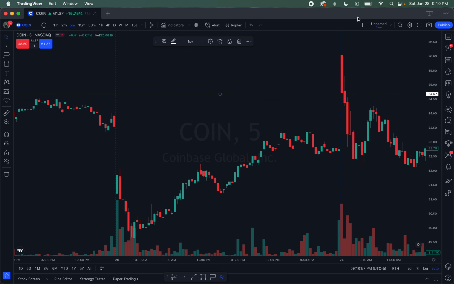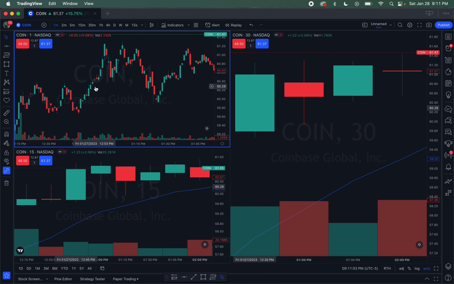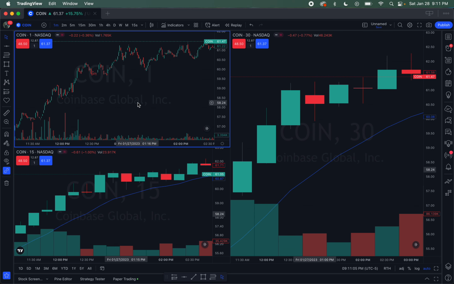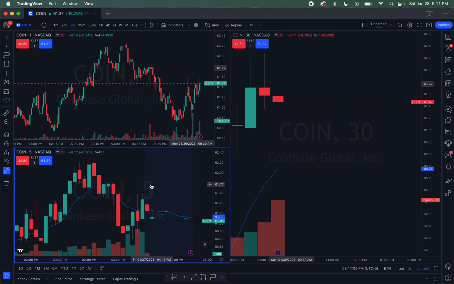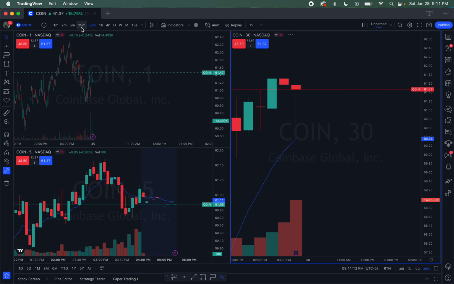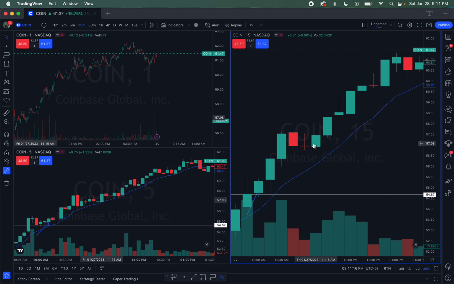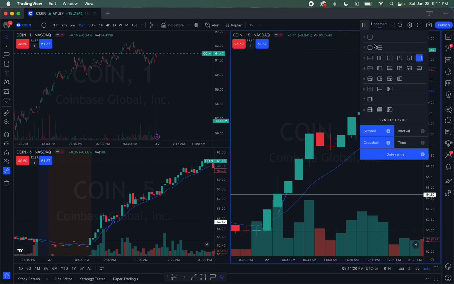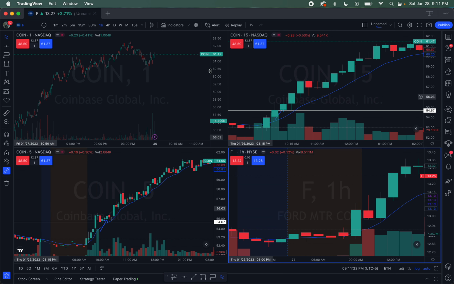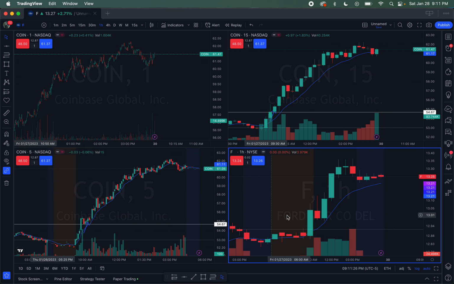So long story short, this is how you should be trading. 1 minute will give you some type of idea of where the stock's going. 5 minute will give you more confirmation to enter and exit trades. The 15 minute will show you some true direction on where everything's going. And the 1 hour, we can go to 4 charts. And the 1 hour is going to give you the true direction.